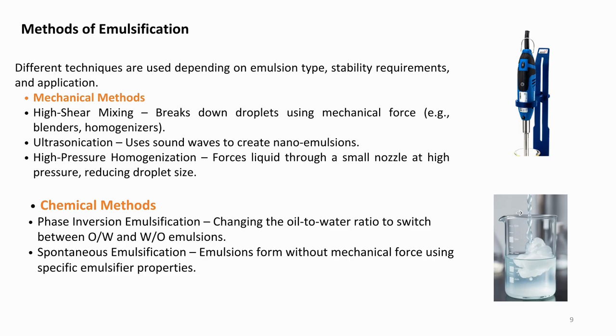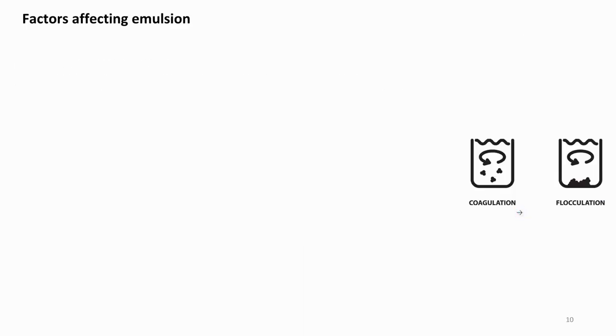In the case of chemical methods, phase inversion emulsification, that is changing the oil to water ratio to switch between oil in water and water in oil emulsions. Sometimes spontaneous emulsification also takes place. Emulsions form without mechanical force using specific emulsifier properties.